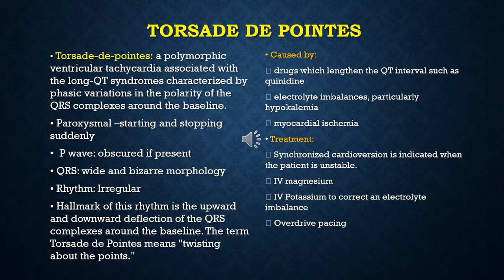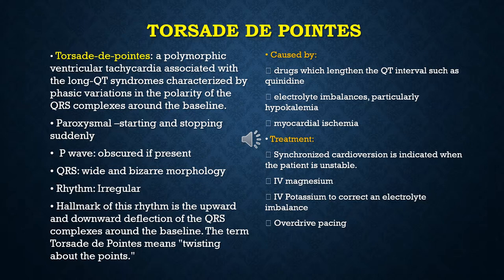In ventricular tachycardia he may be hemodynamically stable or unstable. But in ventricular flutter the patient is hemodynamically unstable. In torsade de pointes the patient is hemodynamically unstable, and in VF the patient is hemodynamically unstable. So the treatment is synchronized DC shock and intravenous magnesium, intravenous potassium to correct the electrolytes, and overdrive pacing.